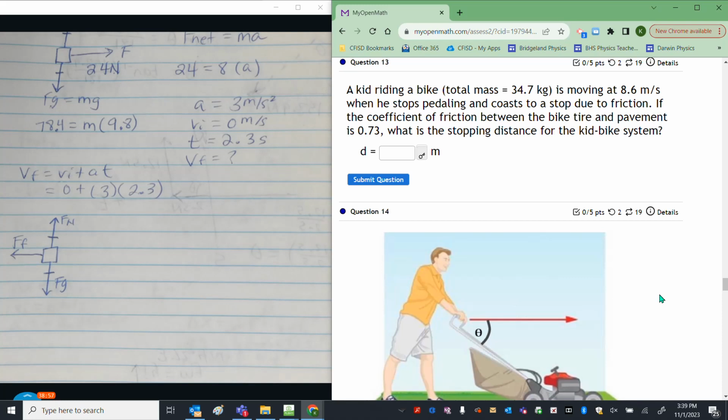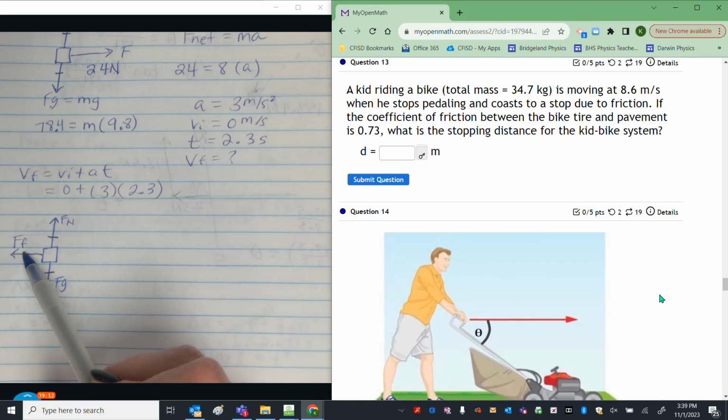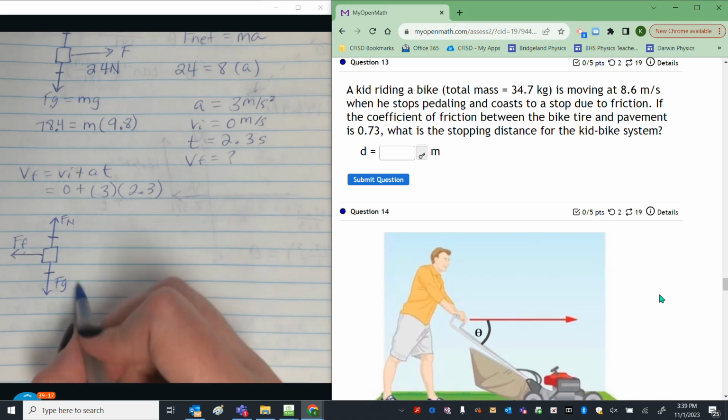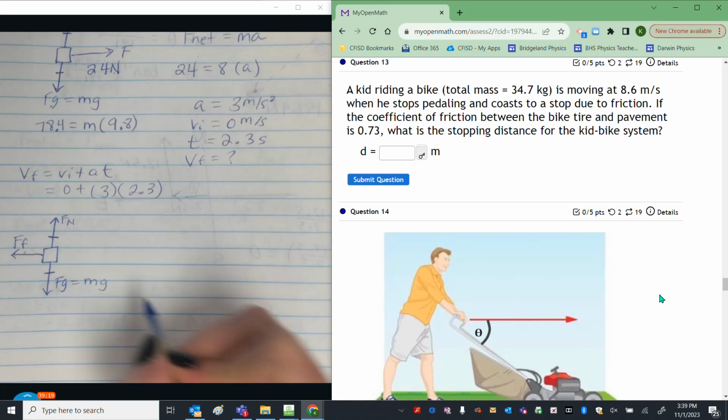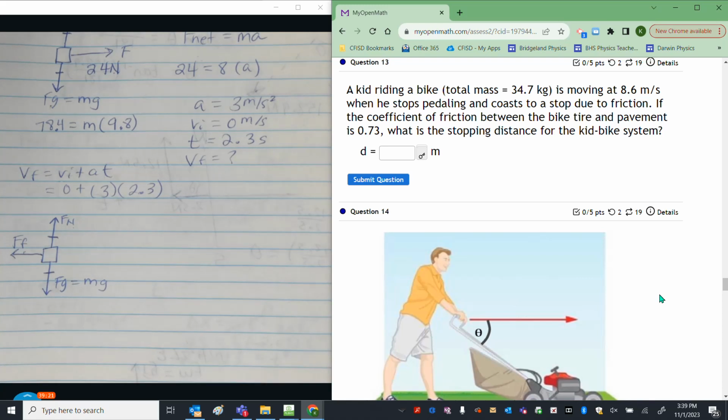And that's important if you take a look at the information you have. They give us the coefficient of friction as 0.73. I can find force of friction if I have my coefficient and I have Fn. Now Fn I don't have a formula for, but I do have one for Fg: mass times gravitational field strength, or times 9.8. That's going to give me my Fg and therefore also Fn, because these have the same magnitude.